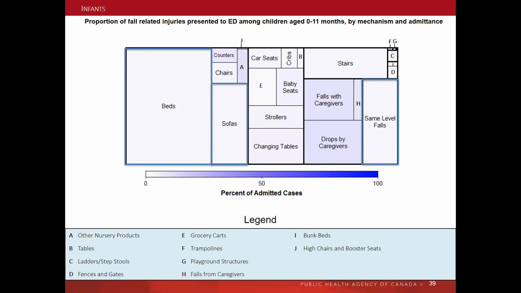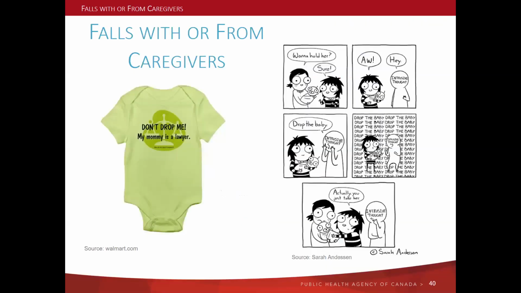But I want to leave infants behind for a little while, and I want to delve deeper into the mechanism over here, which is falls with or from caregivers. I also want to quickly note that the next couple of slides are going to be for all age groups, not just infants. So in the early years of life, children are largely immobile, and this is beneficial in that it makes it a lot easier to keep an eye on them without having to chase them around. But it also means the parents and caregivers are largely responsible for moving them from one location to another.